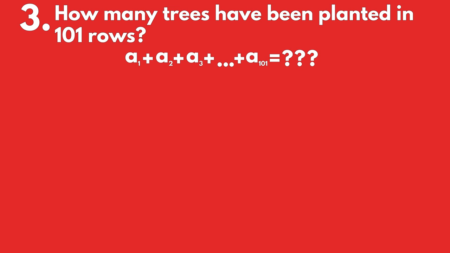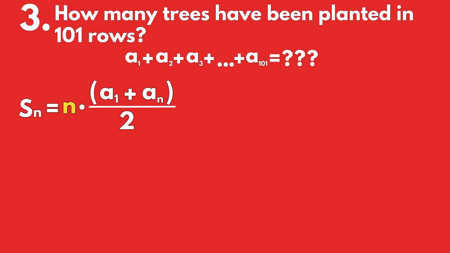The sum of terms of an arithmetic progression Sn that conforms to a particular pattern is given by the product of the number of terms and the arithmetic mean of the numbers in the progression. We can find the arithmetic mean by adding the first term and the last term in the string and dividing by 2. Sn equals n times (a1 plus an) over 2.